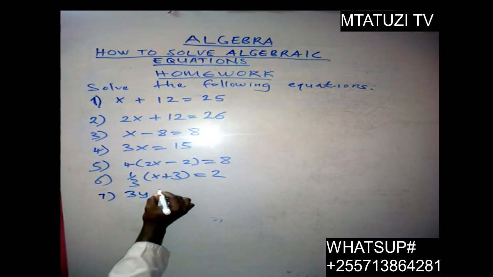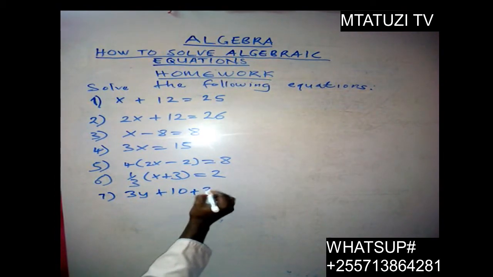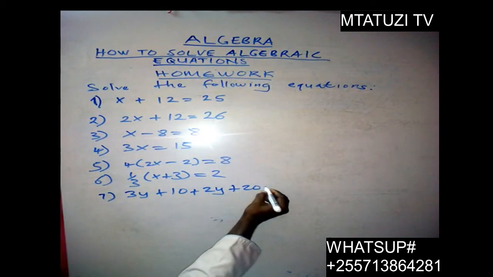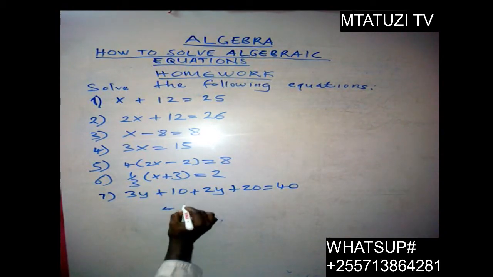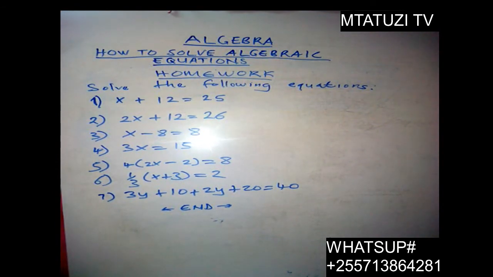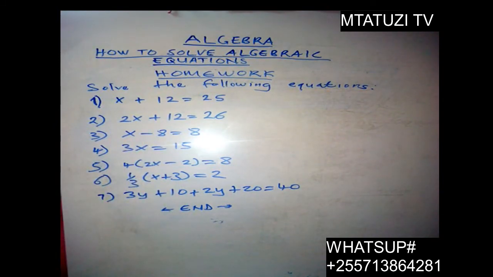And the last one, number 7, 3y plus 10 plus 2y plus 20 is equal to 40. Good. Okay, solve the following equations. We are given equations. Find the value of the unknown in these equations. Tafuta thamani ya hizo herufi zilizopo katika mlingano ifuatayo.